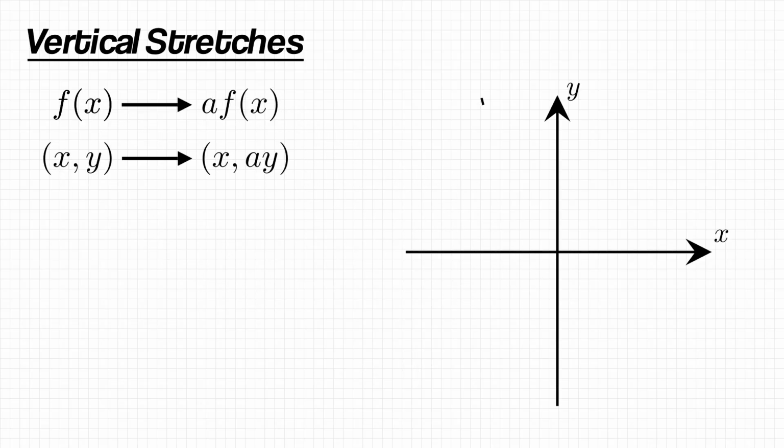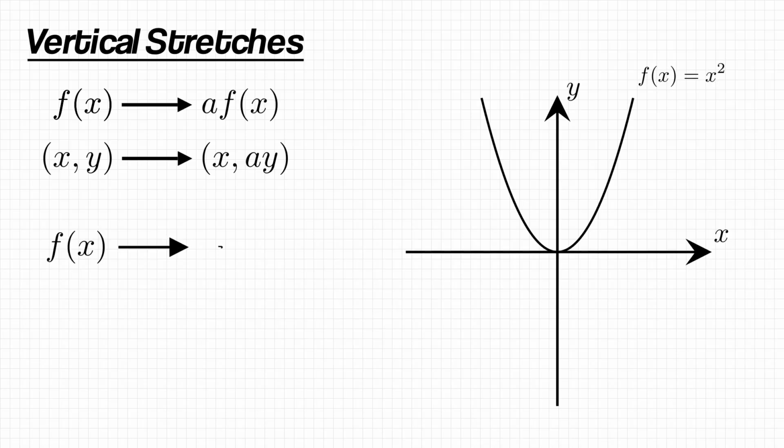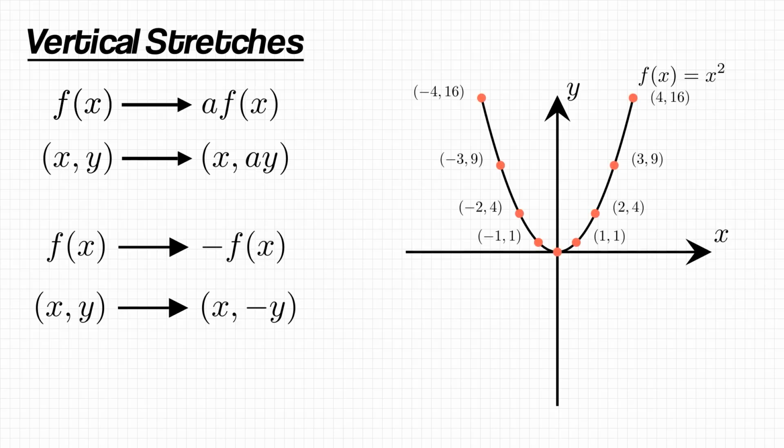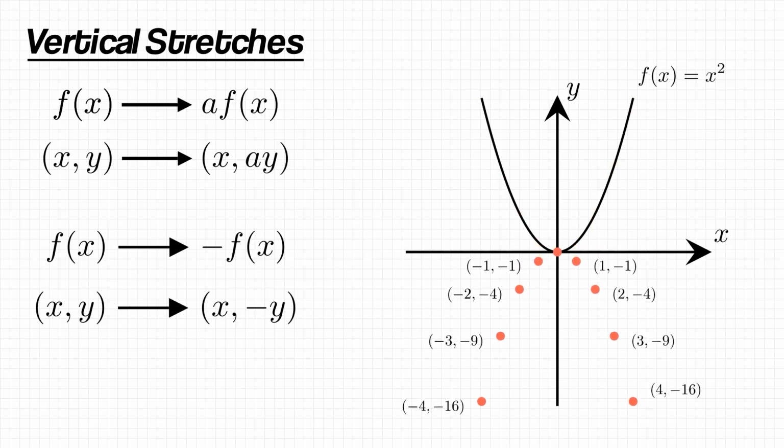Let's take the graph of f of x equals x squared and transform it into the graph of minus f of x. Using our formula for the stretch from before, we take any xy point on the graph of f of x and multiply the y-coordinate by minus 1 to give the point x, minus y. If we apply this transformation to a set of points on our function, we can see if a is negative, it reflects the points in the x-axis.